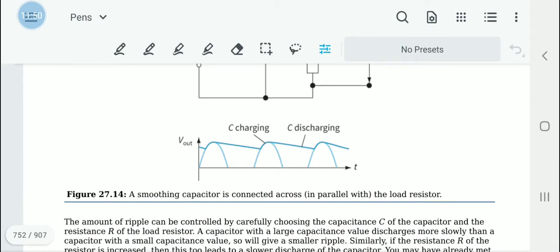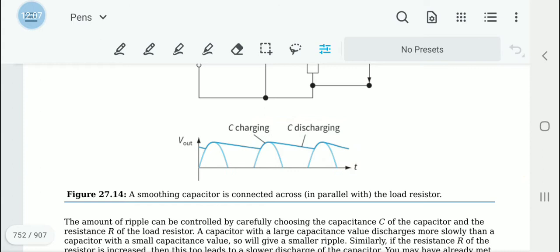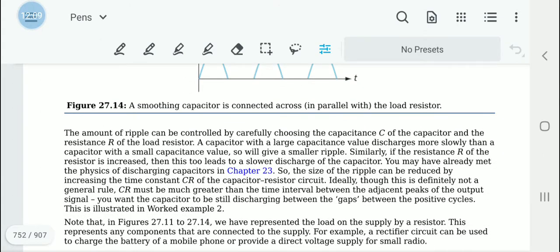So as a result, we have this. At this point the capacitor is charging, and then from here to here it is discharging. So it is smoother than having it like this. I hope it makes sense. We can actually control this ripple by choosing the capacitance and the resistance carefully.